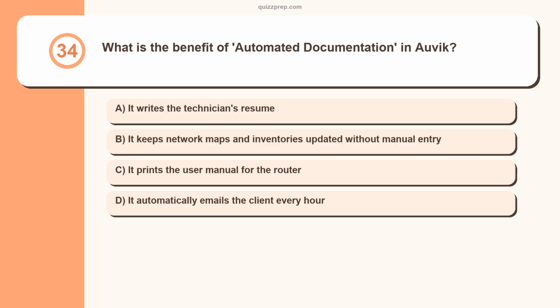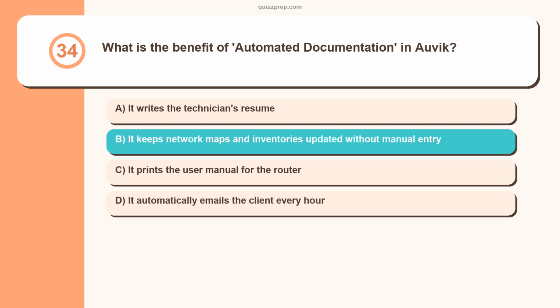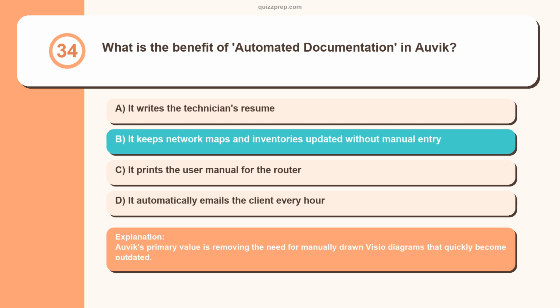Question 34. What is the benefit of automated documentation in Auvik? It writes the technician's resume. It keeps network maps and inventories updated without manual entry. It prints the user manual for the router. It automatically emails the client every hour. Auvik's primary value is removing the need for manually drawn Visio diagrams that quickly become outdated.